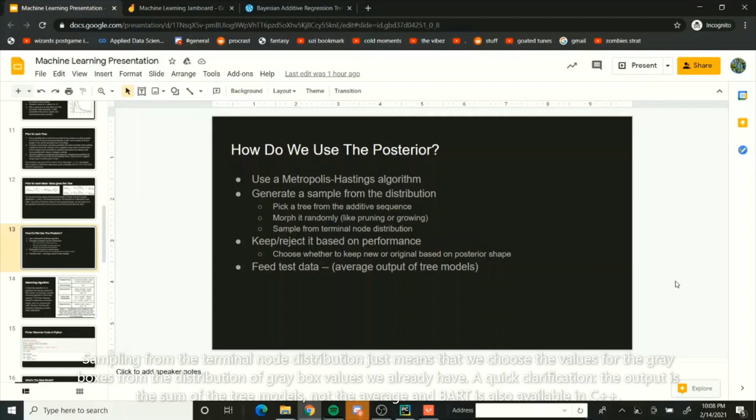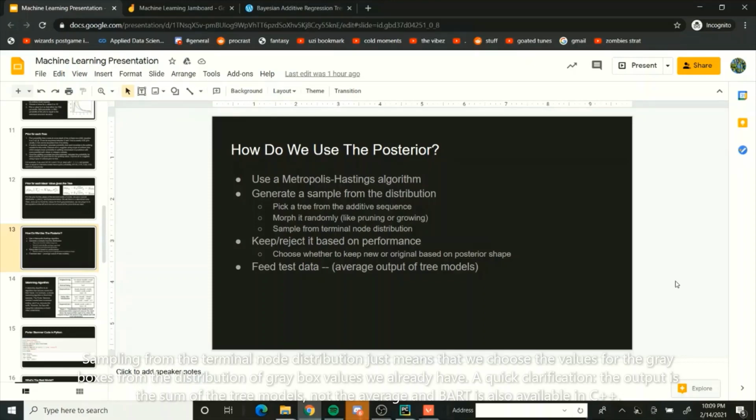So based on the posterior shape, we can evaluate how well it will do. And then based on that, we feed in test data, and for each of the tree models, we see what it outputs. So where the peak of the posterior is, that's the value that will be outputted. And then we average all of the outputs of all the tree models. And that's how we use the posterior. So that's basically how BARTs work.